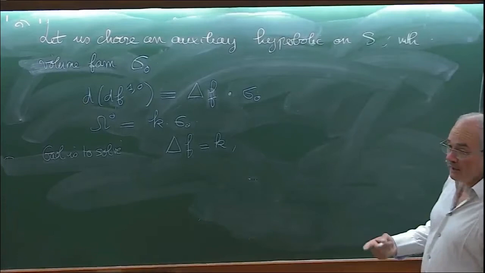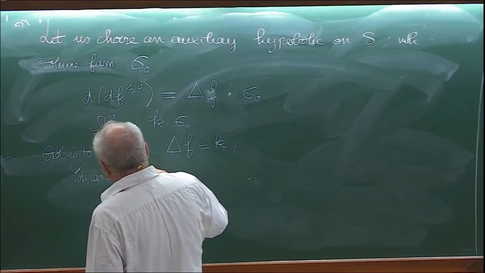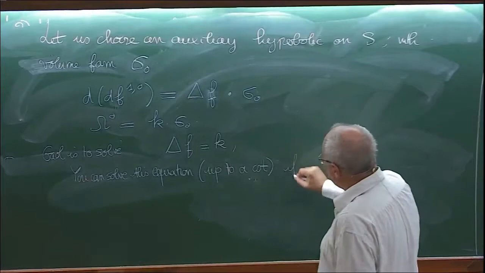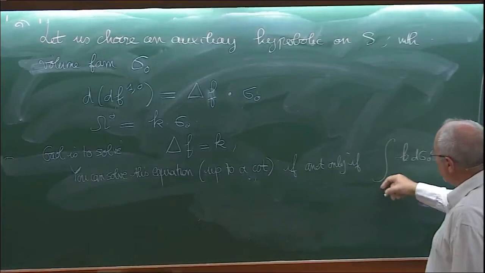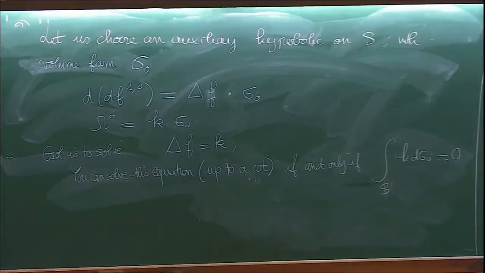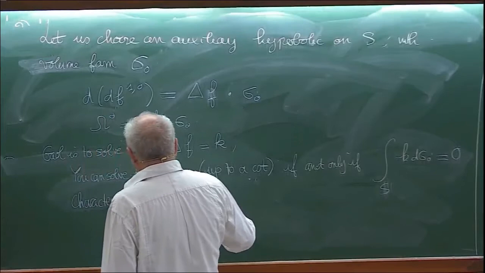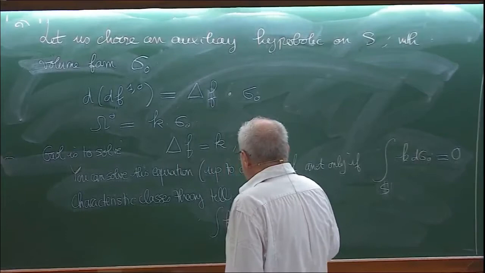And we know there is only one restriction to solving this equation. You can solve this equation, up to a constant, if and only if the integral of k sigma 0 on S is equal to 0, and that's exactly the degree 0 condition. But the theory of characteristic classes tells you that the integral of k sigma 0 is equal to 0. This is equivalent to the fact that the degree of L is 0.